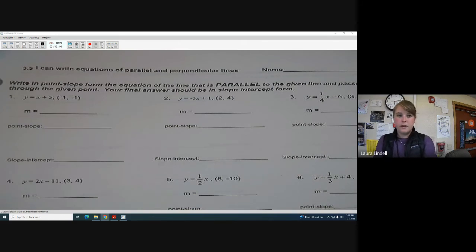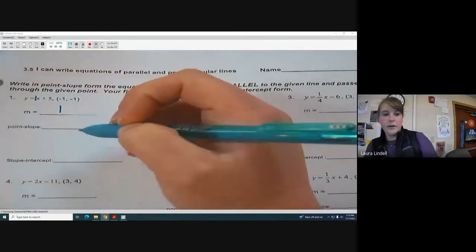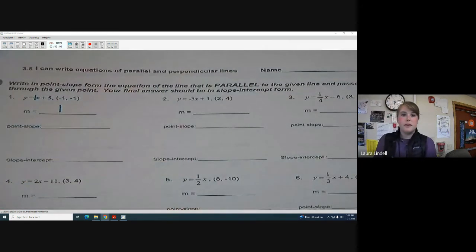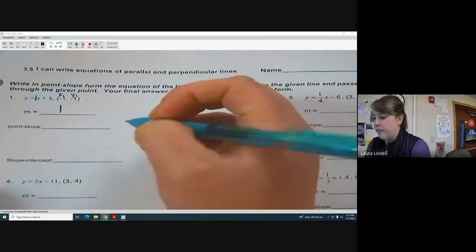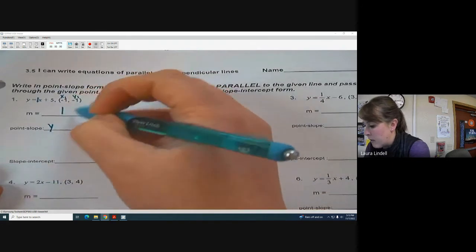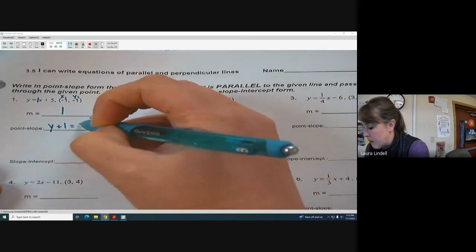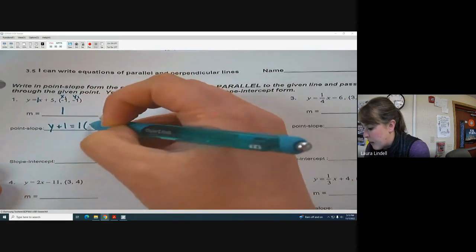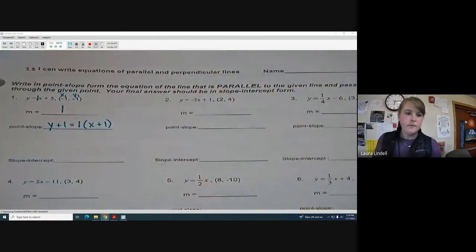Okay, hopefully you paused it and gave it a try. On this one, since the slope here is 1, checking our answer here, the new slope is also 1 since it's parallel. And then this is our x1 and our y1. So if I'm doing point slope form, we're going y minus y1. So in this case, since it's -1, it's y plus 1 equals our slope, which is 1, times x plus 1, since x1 is also -1. Okay, so there's point slope.